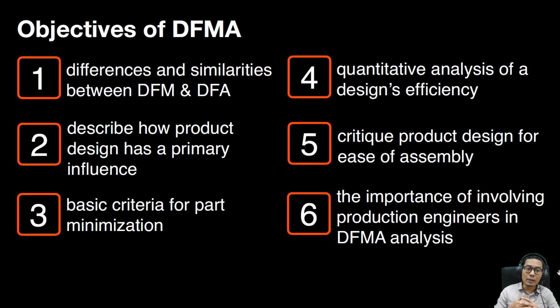And then the third one is the basic criteria for part minimization. So DFMA gives a basic criteria to minimize the number of parts in a product. The fourth one is the quantitative analysis of a design's efficiency. So by using DFMA, it is a method that we can use as a quantitative analysis method to evaluate our design's efficiency and also to critique a product design for ease of assembly.